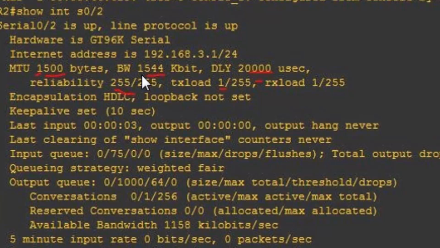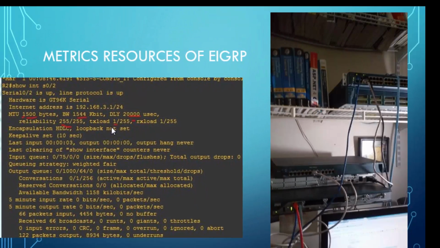I want you to focus over here. Then you have the bandwidth of 1,544 kbits and a delay of 20,000. But there is also, as you could see over there, MTU, which stands for maximum transmission unit, reliability, and load. This happens in EIGRP.